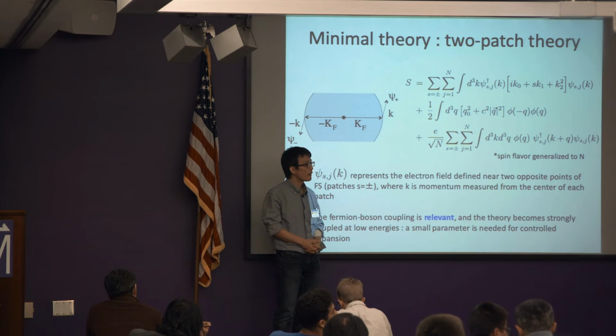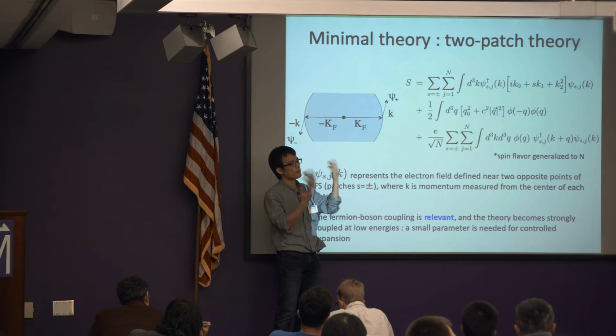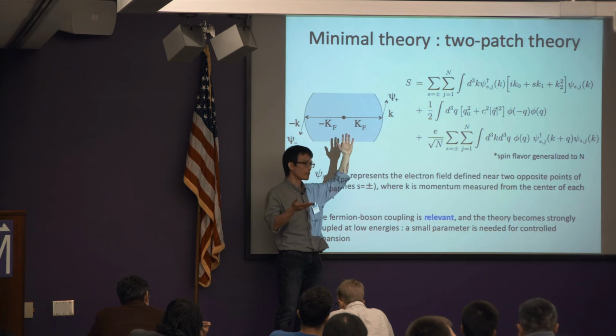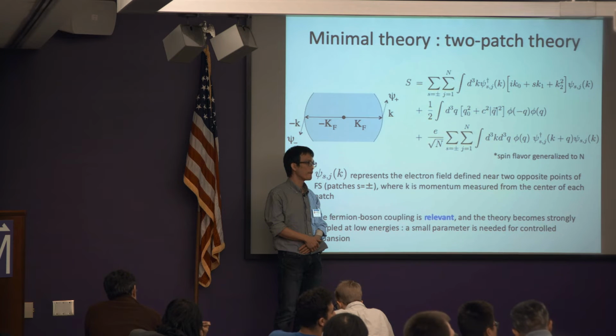If I just look at these two patch theories, the boson fields only give you scattering within each patch. Is that correct? Yeah, because of small momentum. To create large momentum there is an energy penalty. It's almost like density. If I rewrite it in real space, it's like the boson and fermion density. Well, I guess it's order parameter and density actually. Yes, that's right.